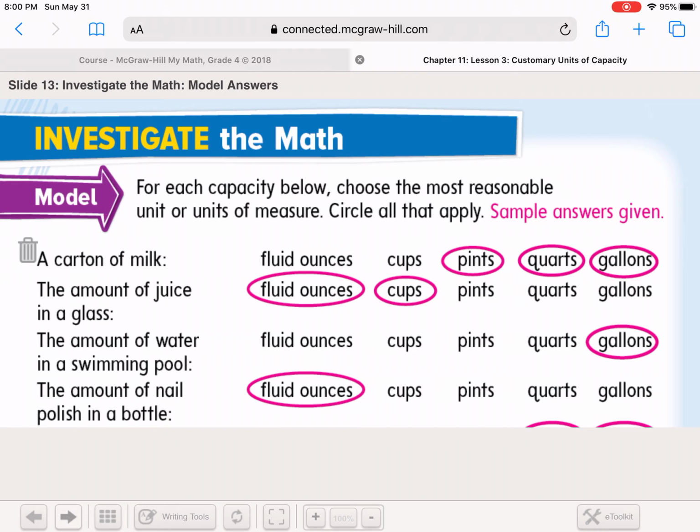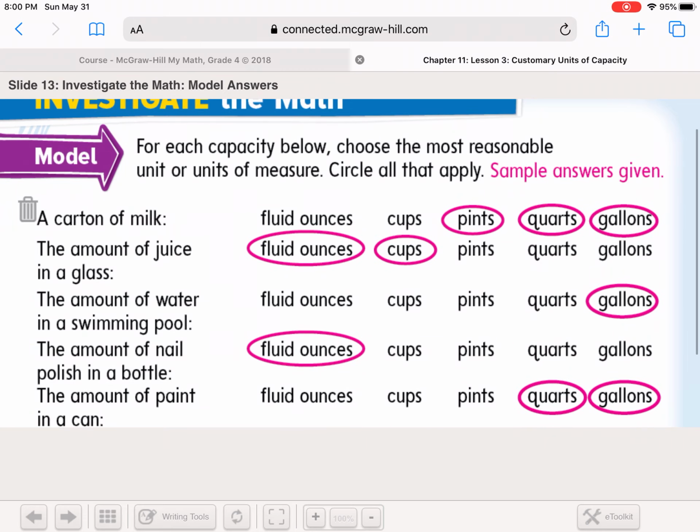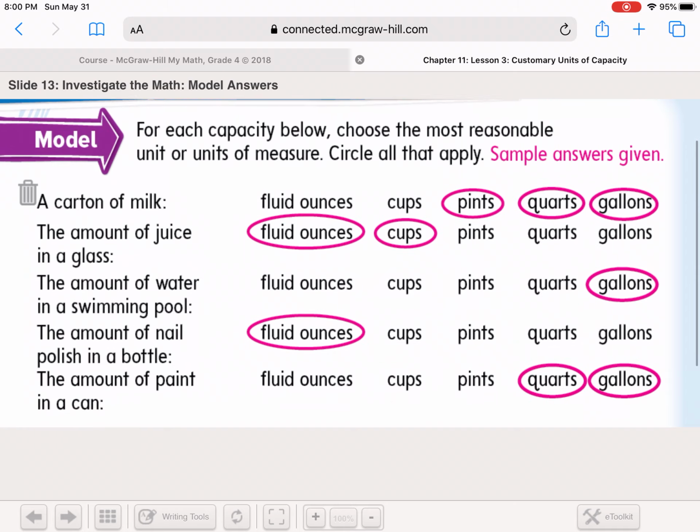Okay, so for a carton of milk, they did not feel that fluid ounces and cups would be a good answer. I disagree. Oh, I didn't do the last one, the amount in a paint can. Gallons and quarts. Yeah, you buy it by the quart or you buy it by the gallon.